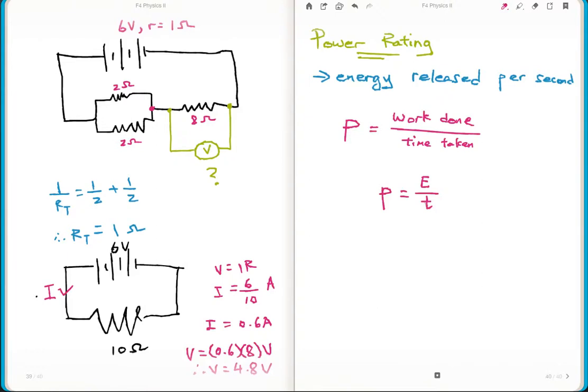Okay? Alright? Now from here, this is the definition: rate of change of work done.